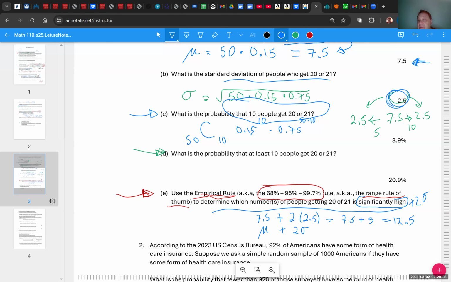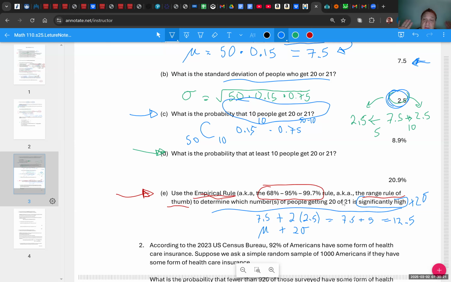So if 13 or more people got 20 or 21, we would consider that a significantly high number of people getting 20 or 21, and you might be a little suspicious if you're security at the blackjack place. You're like, wow, 13 people got 20 or 21. Something funny may be going on. We might need to investigate it. Certainly, if it happens again, we're really concerned that the game is not what we think it is, right? Because it's significantly higher than 95% of these distributions of 50 people playing the game.